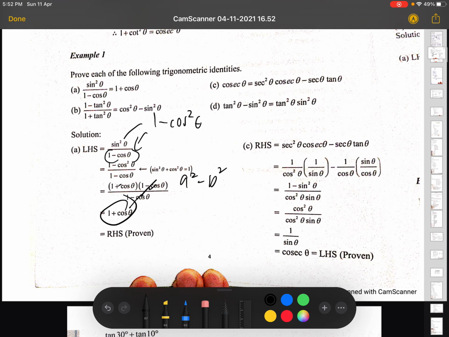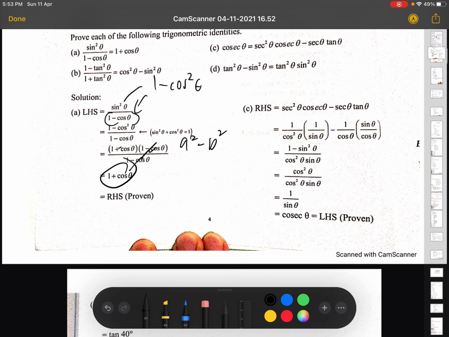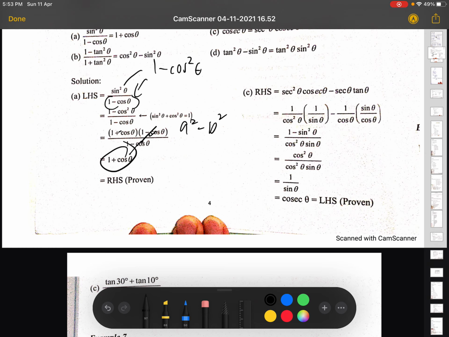And then for the second, for C, the right hand side is equal to sec square theta plus sec square theta cosec theta minus sec theta tan theta. So convert them into cos and sine. Then you will get 1 over cos square theta minus cos square theta sin square theta minus sin theta over cos square theta.